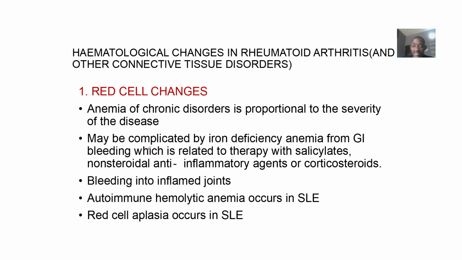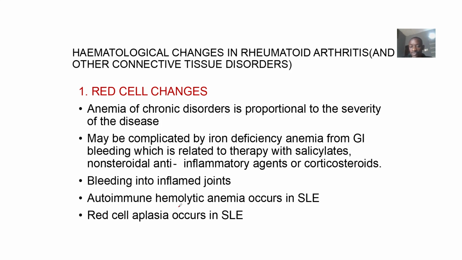It may be complicated by iron deficiency anemia from gastrointestinal tract bleeding, which is related to the side effects of some drugs that are used in treating rheumatoid arthritis, like salicylate, non-steroidal anti-inflammatory drugs, corticosteroids. You understand? All right. So it's side effects of those drugs. Then bleeding into inflamed joints. So you know in rheumatoid arthritis that your joints are becoming inflamed, right? So there's bleeding into these joints.